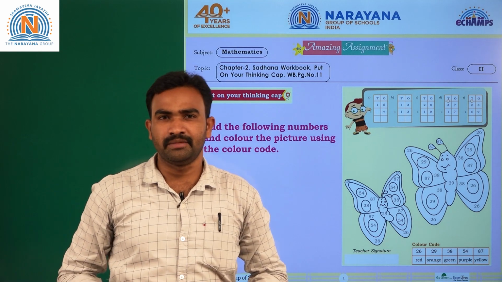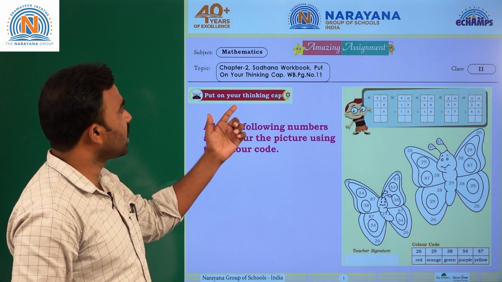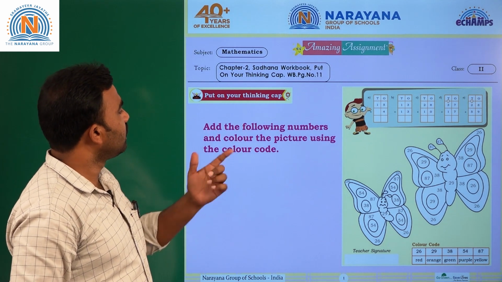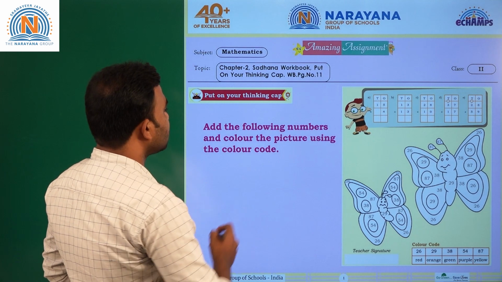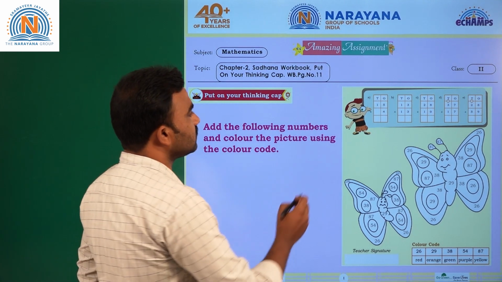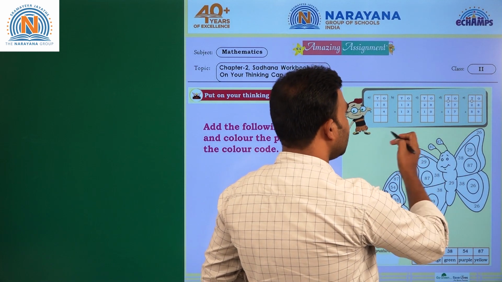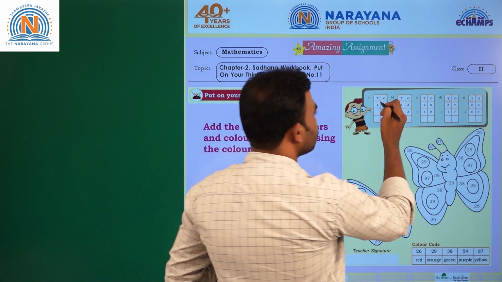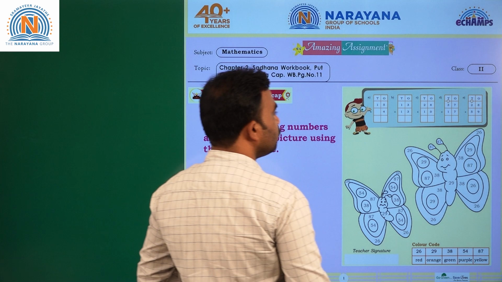Today's amazing assignment is Put on your thinking cap from the workbook, page number 11. Add the following numbers and color the picture using the color code. See, the given numbers are here. The first one, A1, is 15 plus 4.